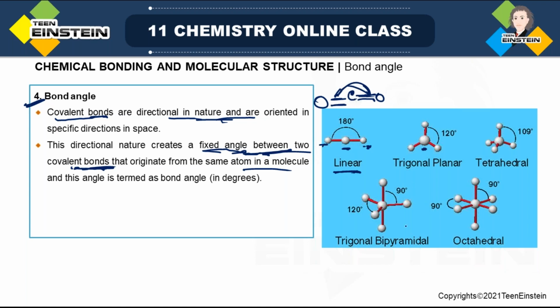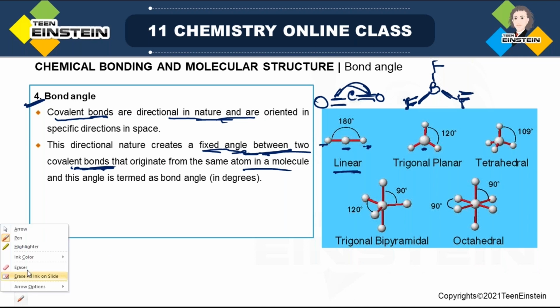The central atom is this one, which is slightly larger in size, and the three surrounding it are shown in slightly smaller size. For example, if you consider BF3, here the central atom is boron, and we have three fluorine atoms surrounding it.